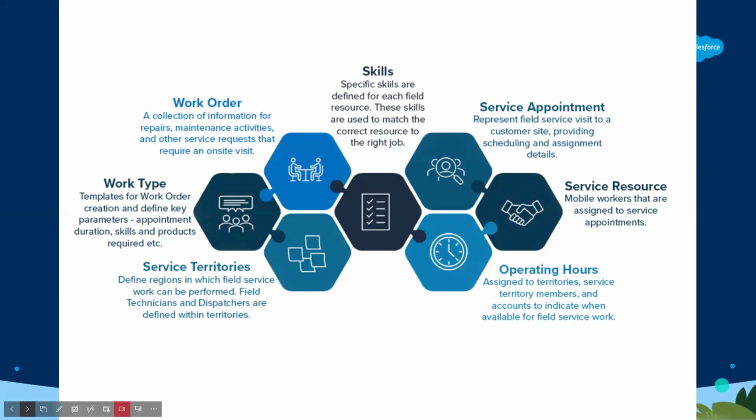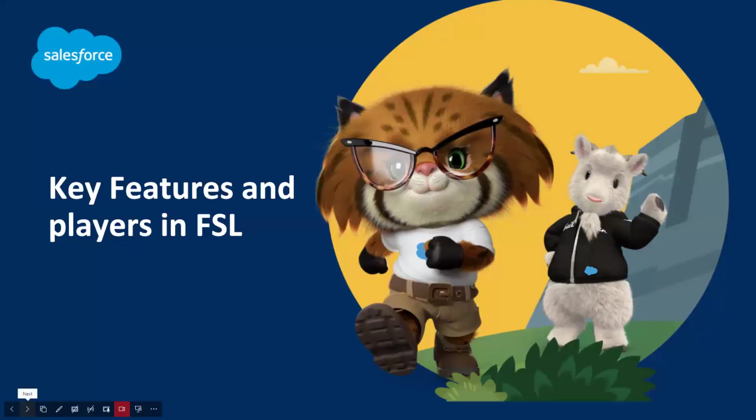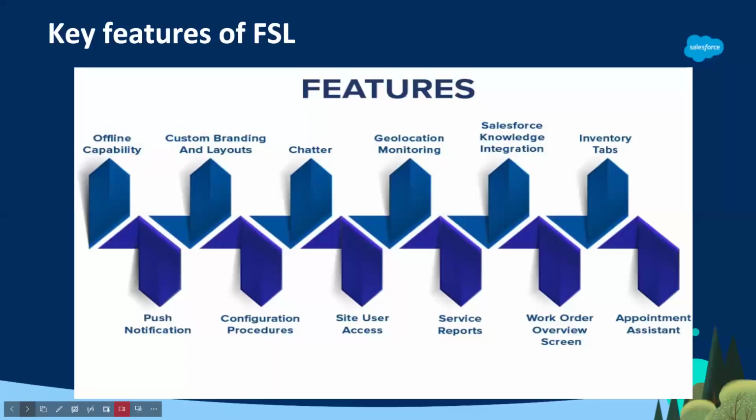Next, we will move on to the key features that are provided in FSL and the key players who participate in FSL. So the key features in FSL are actually very simple. The first one is offline capability. Most of the workers and the field technicians will have to work offline when they're going for servicing and stuff. So FSL has a mobile app that works offline so that the mobile workers can complete their tasks very easily, even if they have limited to almost no network connectivity. That's the FSL mobile app, which is available for both iOS and Android.